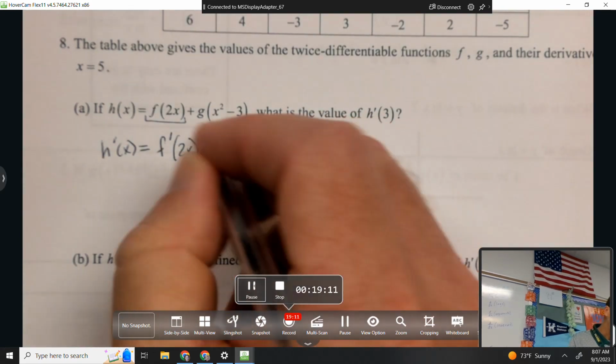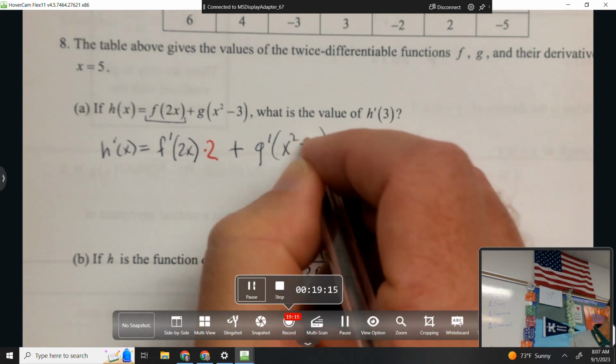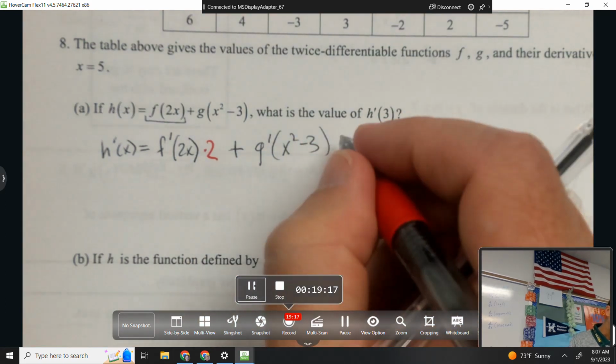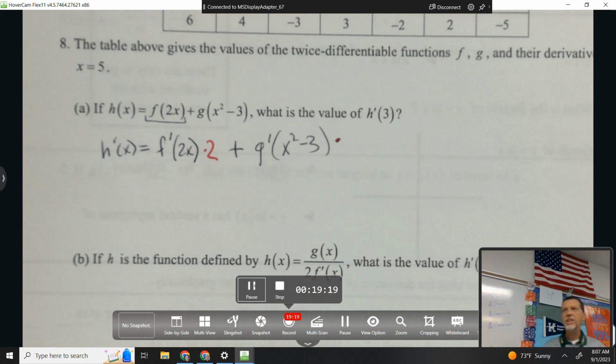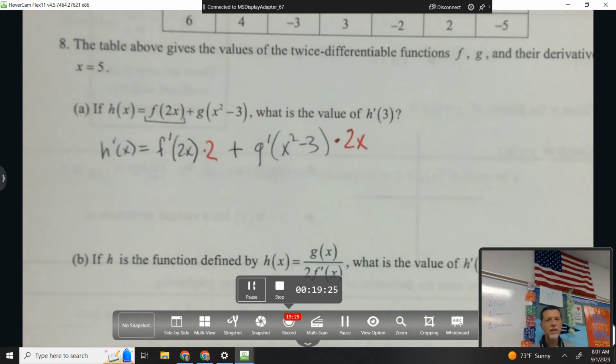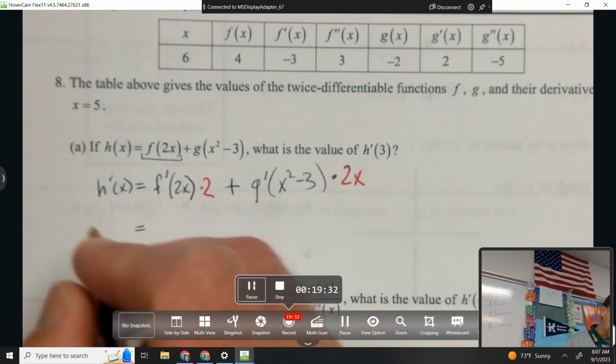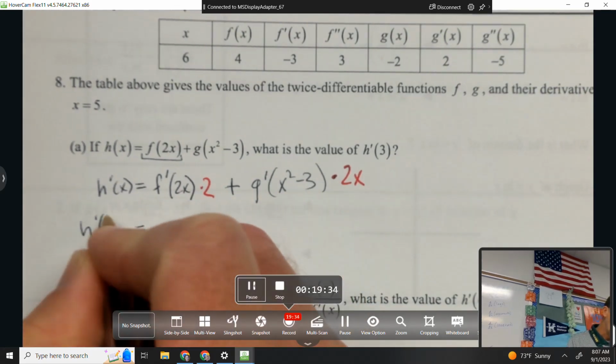Plus, and then kind of the same thing. G prime. Leave the inside alone. And then what's chained onto this one? 2x. The derivative of the inside is 2x. Our calculus is done, and now it's time to see how our algebra is to find h prime at 3.